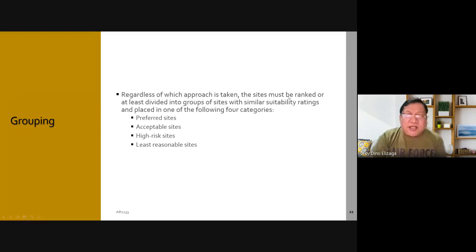Regardless of which approach is taken, the sites must be ranked or at least divided into groups of sites with similar suitability ratings and placed in one of four categories: preferred site, acceptable, high risk, least reasonable site. Sometimes you might think, after selecting a site, why do I have to present the other sites to my client? It's because the site selection process costs money. To justify why you spent so much, you should show the other sites you were considering and how you scored them, so the client realizes there was a thorough study, and this justifies the expense.